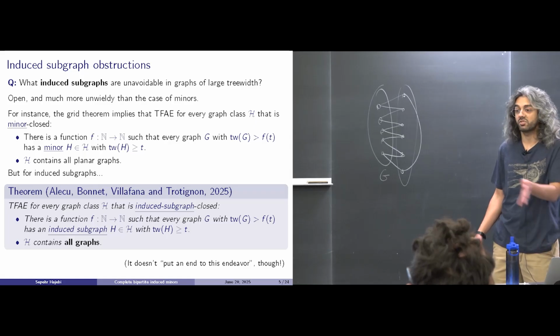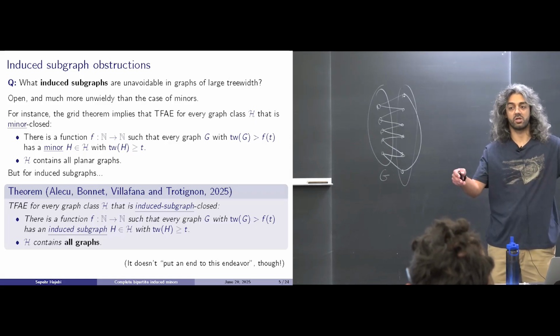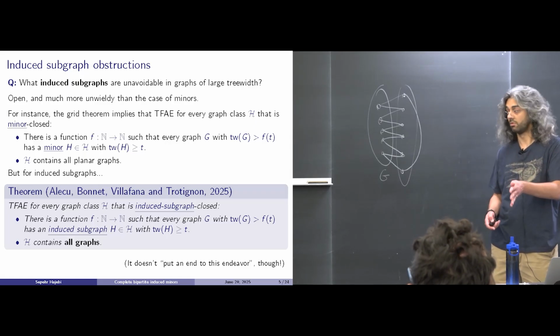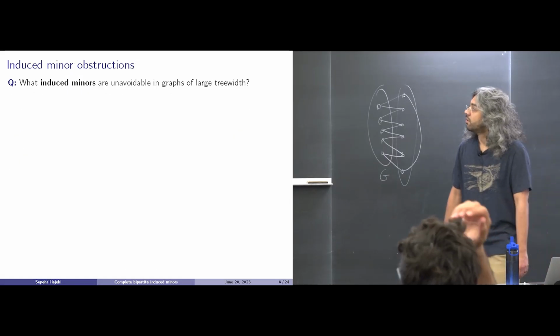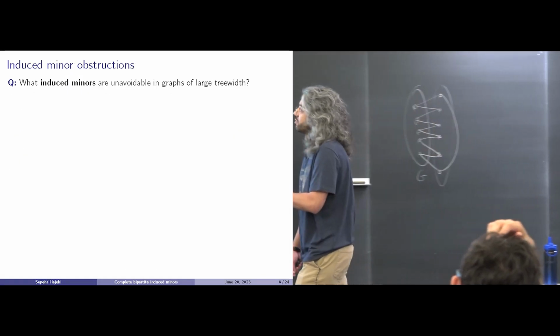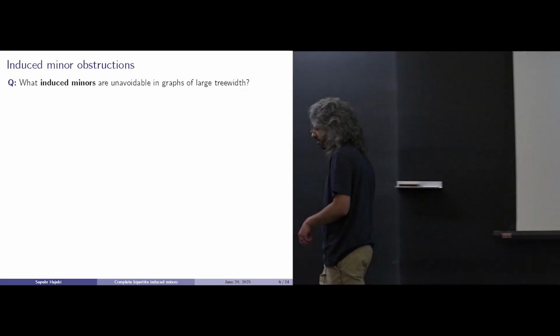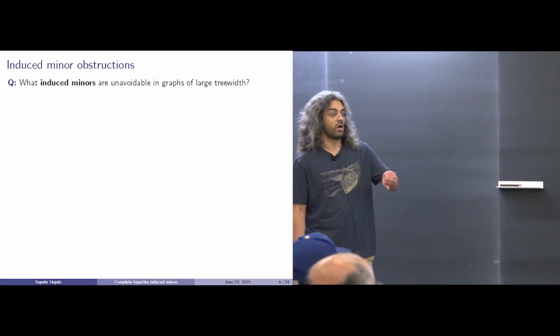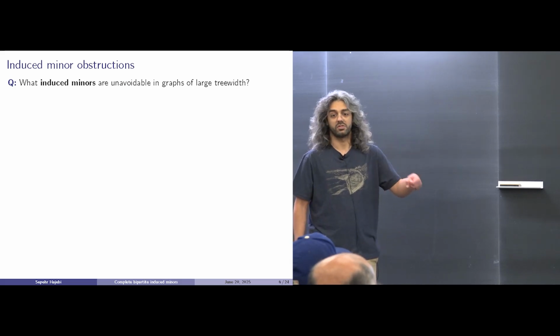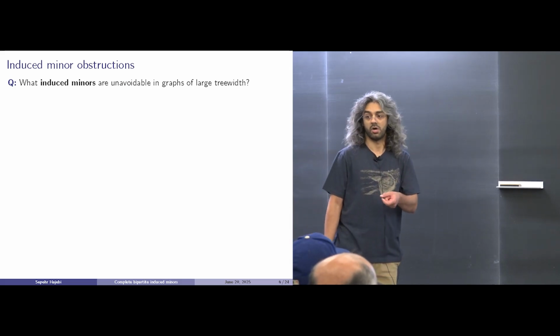So let's think about something in between. What is between minors and induced subgraphs? Induced minors. So what are the unavoidable induced minors of graphs with large treewidth? And again, remember, induced minor means I'm only going to remove vertices and contract edges. I don't remove edges.